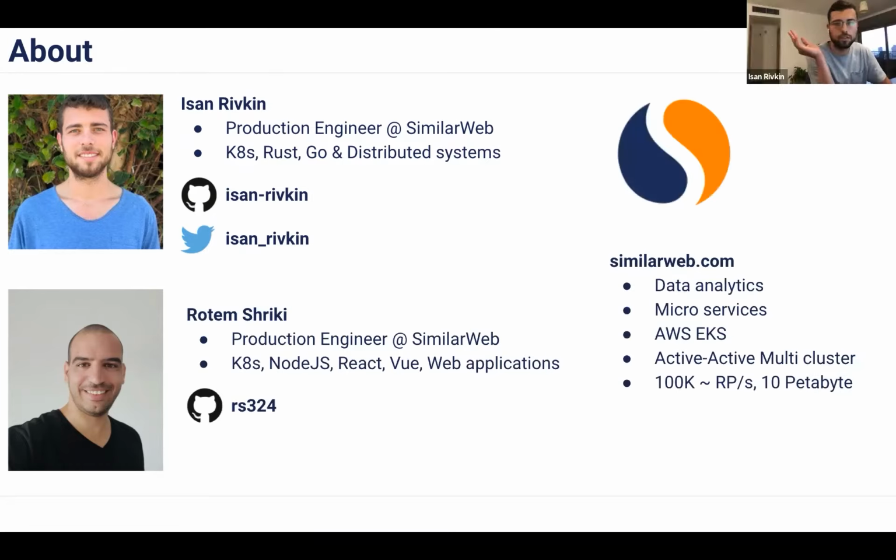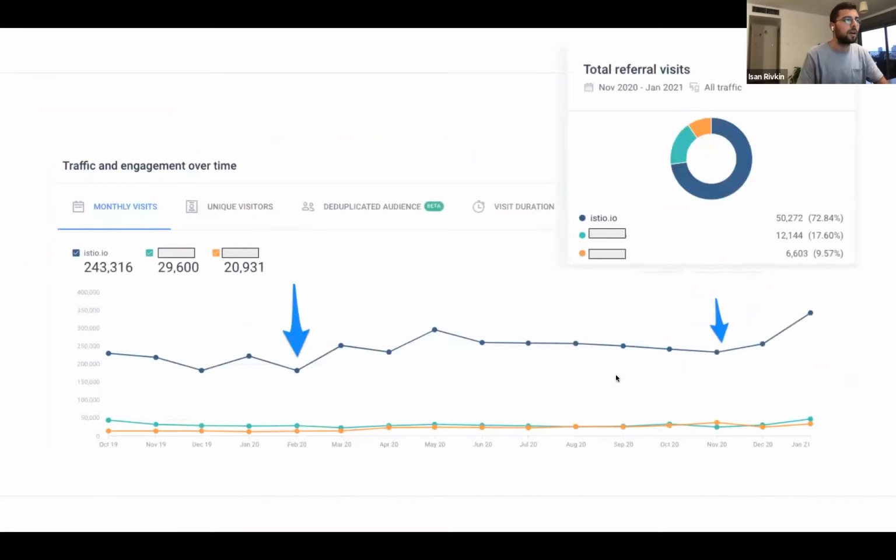So just two words about the context we're in. Similarweb is a big data company. Basically, we measure the internet and we provide data analytics. Many of our workloads are on microservices, so Kubernetes is something we adopt, and we use AWS EKS. We run in an active setup where we are cross-region. We handle about 100K RPS and 10 petabytes of compute a day.